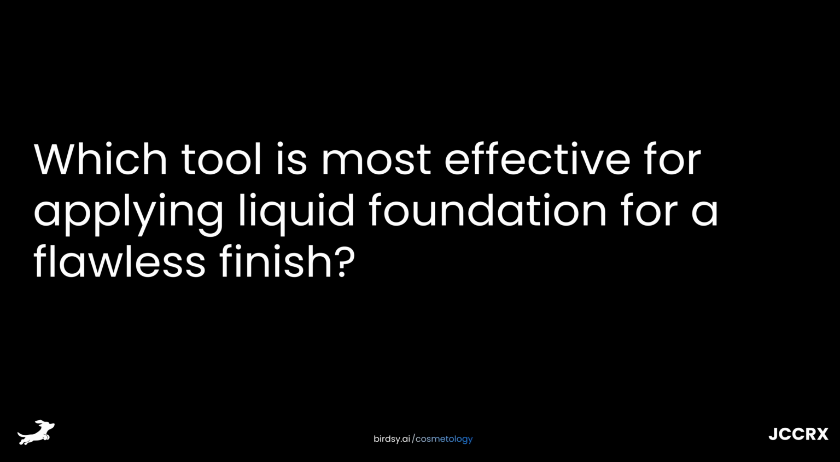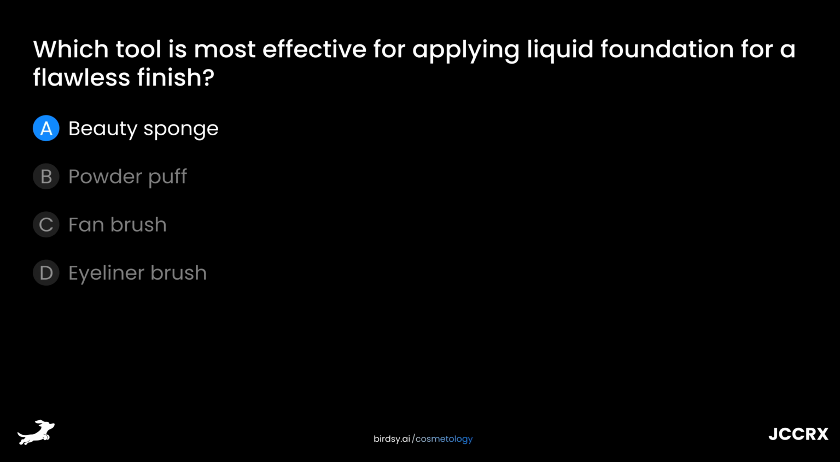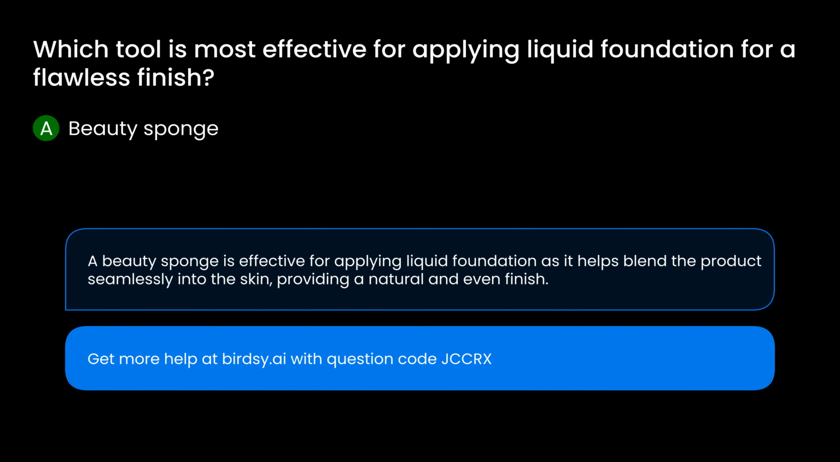Which tool is most effective for applying liquid foundation for a flawless finish? Is it A, beauty sponge, B, powder puff, C, fan brush, or D, eyeliner brush? The answer is A, beauty sponge. A beauty sponge is effective for applying liquid foundation as it helps blend the product seamlessly into the skin, providing a natural and even finish.